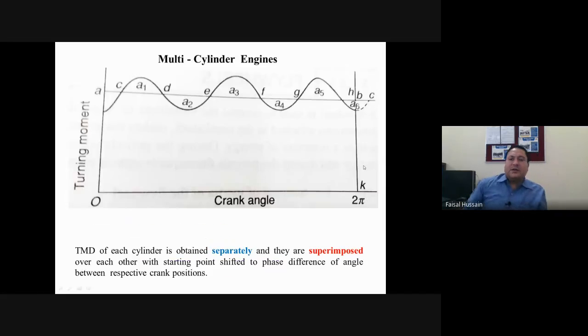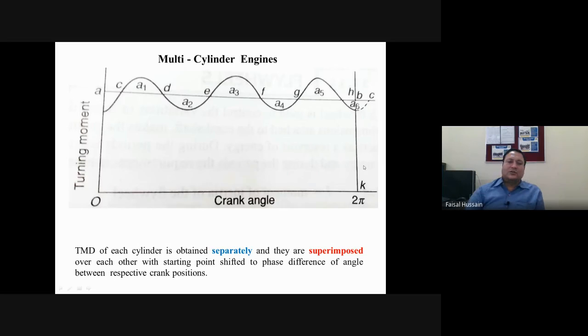So now let us move to the multi-cylinder. Actually, in multi-cylinder turning moment diagram, for example, there are four cylinders in an engine, and all the cylinders are simultaneously working. Okay, it is not a single cylinder engine. It is a multi-cylinder. There are four cylinders, there are 8 cylinders, 12 cylinders, which are continuously working. So always in some cylinder there will be suction stroke, in some cylinder there will be compression stroke, in some cylinder there will be expansion stroke, and in some there will be exhaust stroke.